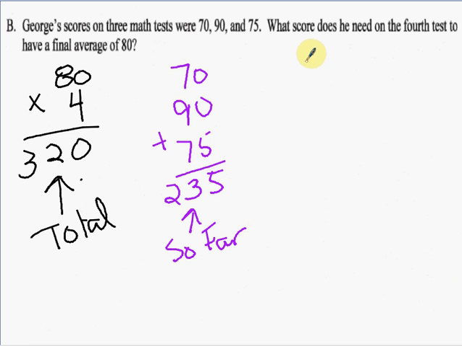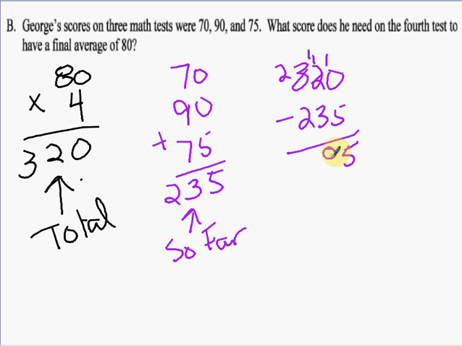And if I find the difference by subtracting, we can figure out what this guy needs, what George needs on his last test. So I'm going to subtract, and I'm going to do a little borrowing here. So we'll make this a 5. Let's make that 11. Make that a 2. We have 85. So he needs an 85% on the last test.